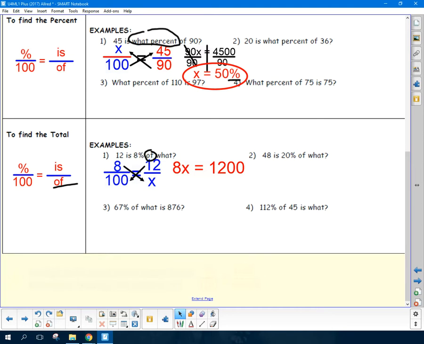All right. You cross multiply. Got 8x equals 1200. Divide both sides by 8. You divide both sides by 8, and 1200 divided by 8 is, yep, math is hard. 1200 divided by 8 is 150. So you know that 12 is 8% of 150. Tell Edpuzzle what you think number 2 is, and it's going to tell you if you're right or wrong. And then that way you'll know that you can do each of those problems correctly, okay?